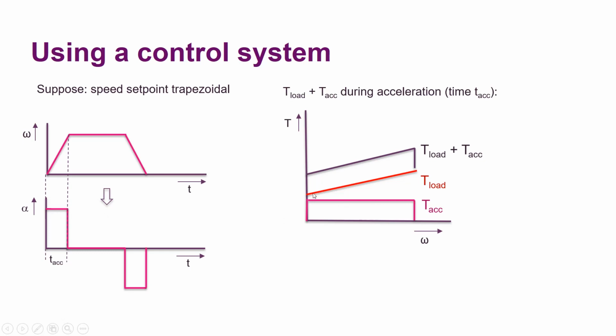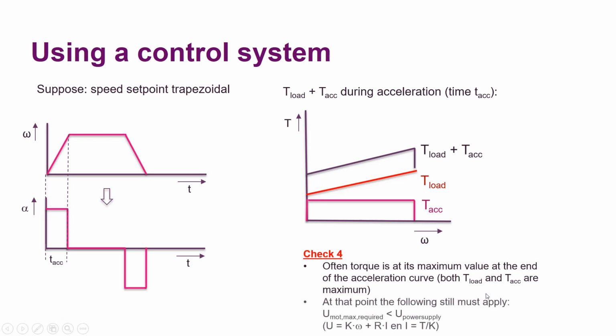We see that often the load increases when the speed increases. So at this point, both the acceleration torque and the load torque are at the highest value. So this is the point in time where the acceleration torque is at the maximum value. So check number 4, we have to look at the point where the load is at its maximum value, because at that point the voltage which I require still has to be lower than the voltage my power supply can deliver. Look at the motor voltage equation over here.